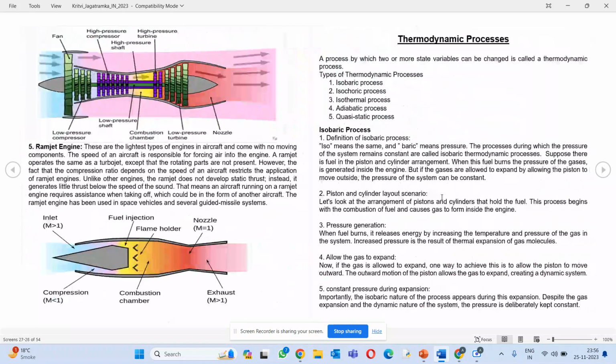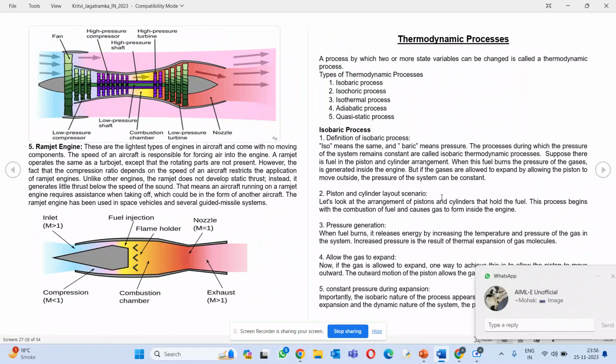Next, we have ramjet engines. The ramjet engines are a different breed altogether. Unlike traditional jet engines, ramjet engines do not have a compressor. Instead, they rely on the forward motion of the aircraft to compress the incoming air. This unique design makes them highly efficient at high speeds, making them suitable for applications where sustained high velocities are crucial, such as missiles and certain experimental aircraft.